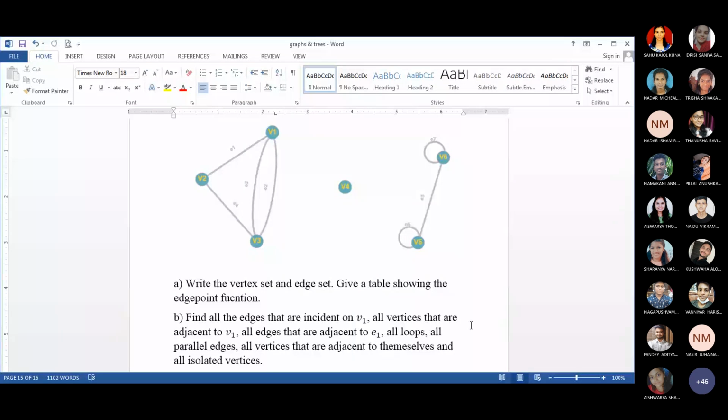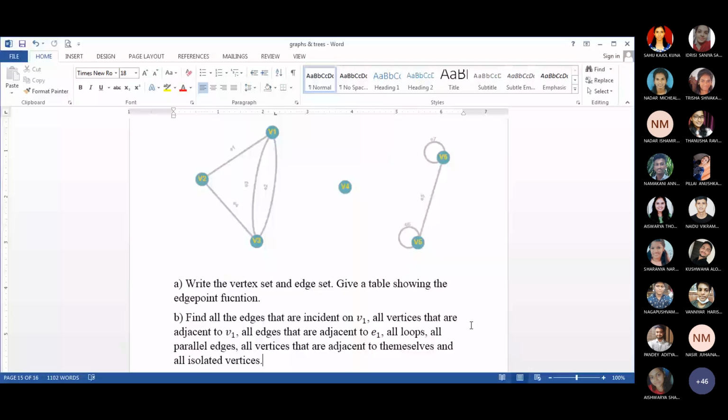How many loops are there in the graph? V5, V6. E6, E7. Loop means that edge, right? V5 and V6 are the vertices on which the loop is. Yes, sorry. But the loops are E6 and E7. Okay, E6 and E7 are the loops.